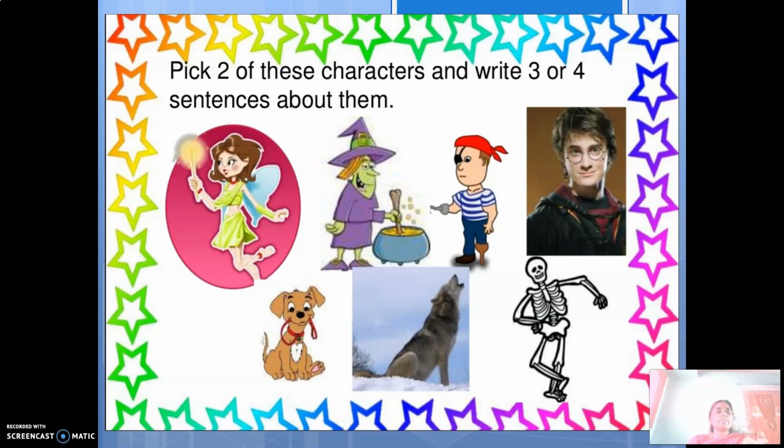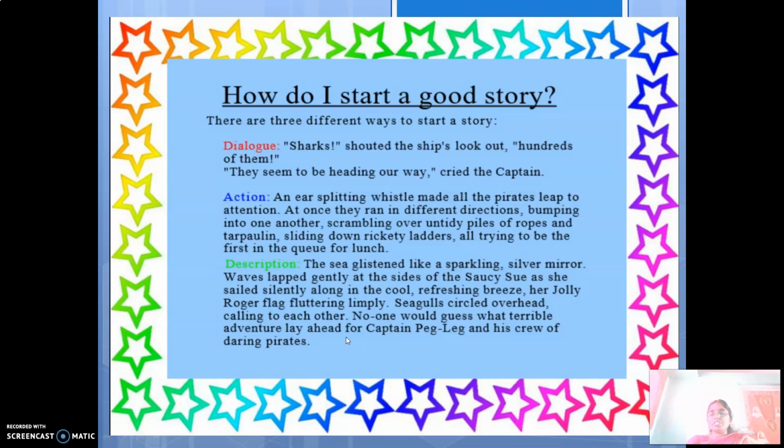Now your small activity for you: pick two of these characters and write 3 to 4 sentences about them. What is it? You have to pick. I have given nearly 7 characters here. Pick any 2 characters, right? And you have to write 3 or 4 sentences about them. Can you? Yes, you can write. I know that everybody likes him, isn't it? Who is he? Tell me afterwards, right?